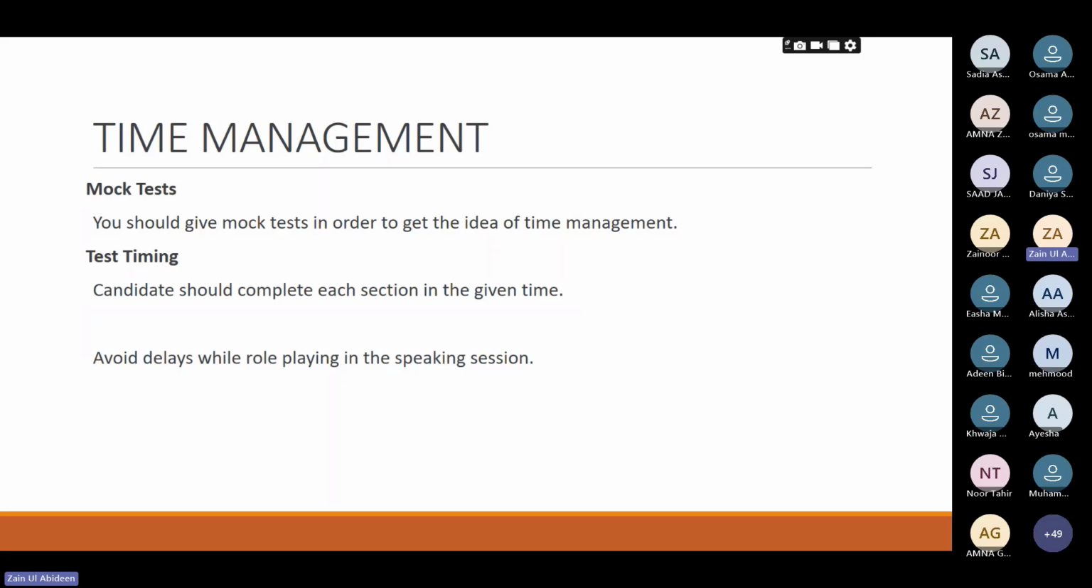And while doing tests, candidates should focus on completing each section in the given time. You should not overlap the section's time when you are giving tests, especially at home.